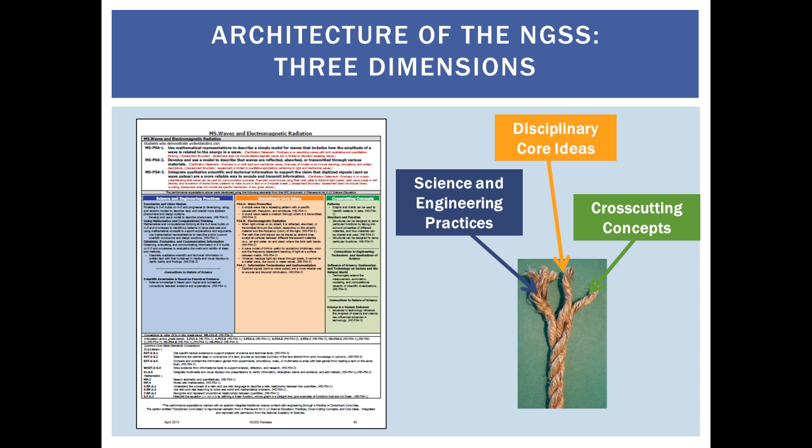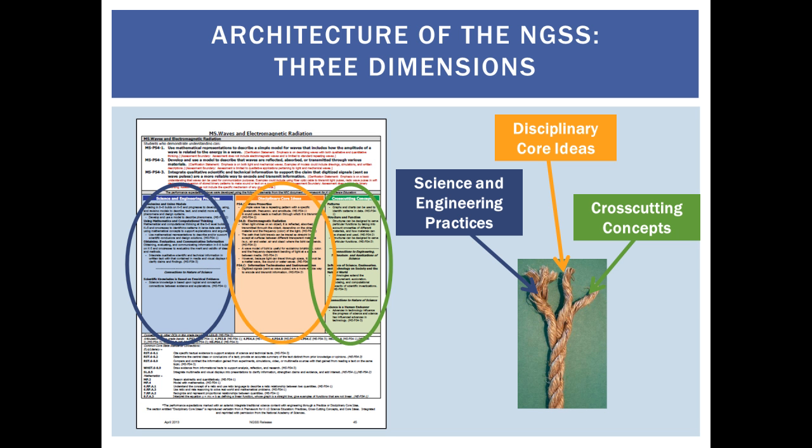One thing you may have noticed is a colored area in the center of the document. These three colors represent the three dimensions of the framework: the science and engineering practices, or the things students do in the classroom as they learn science, like planning and conducting an investigation, asking questions, etc. The disciplinary core ideas, or the science content, and the cross-cutting concepts, themes that cross every field of science, like patterns, structure and function, and so on.